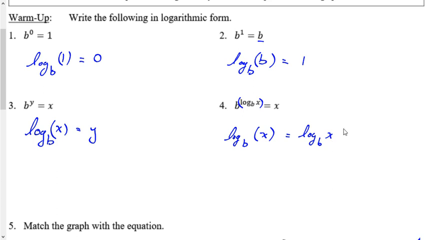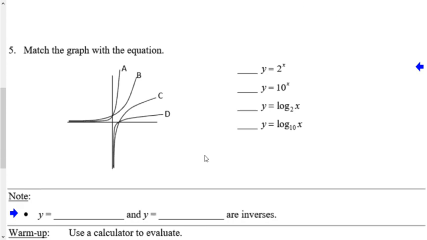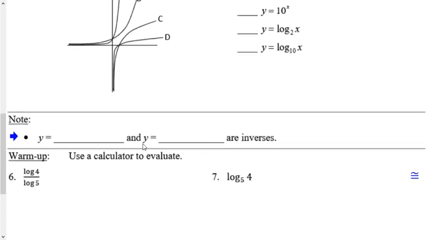Well, yeah, that's true. And that's just a reminder that here, this exponential expression, b to some exponent, and then the logarithmic operation, log base b of something, because they are inverses, they undo each other. So we saw this a few lessons back. And we'll summarize that. Well, let's come down here to summarize that at this point. So again, note that y equals b to the x and y equals log base b of x are inverses of each other.